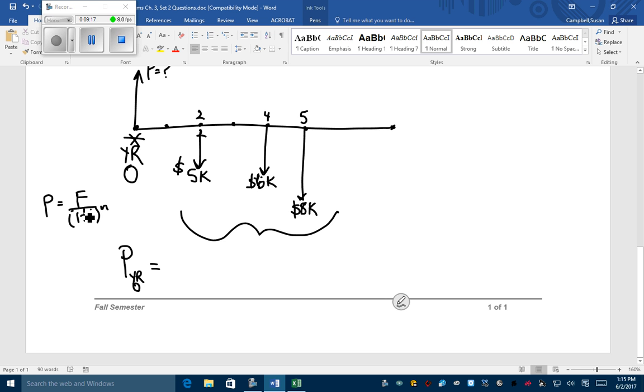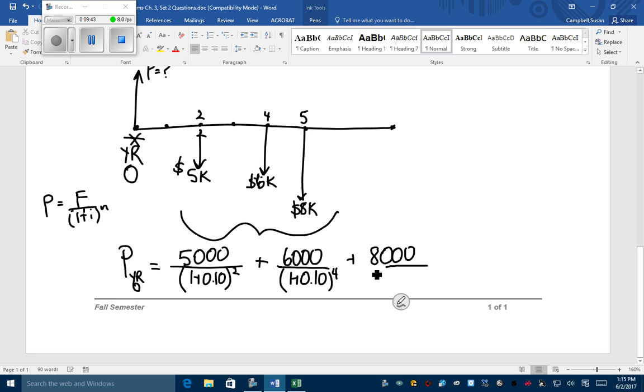So I'm going to say $5,000 divided by 1 plus 0.1, and the exponent is 2 in that case, plus $6,000 in year 4 and $8,000 in year 5.